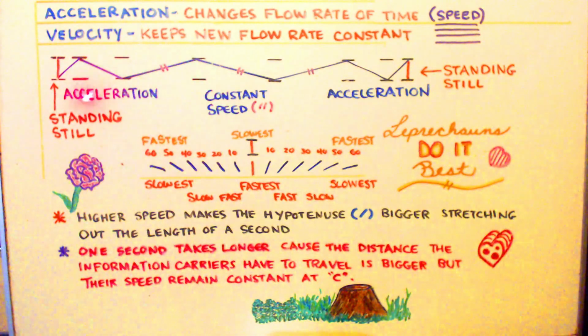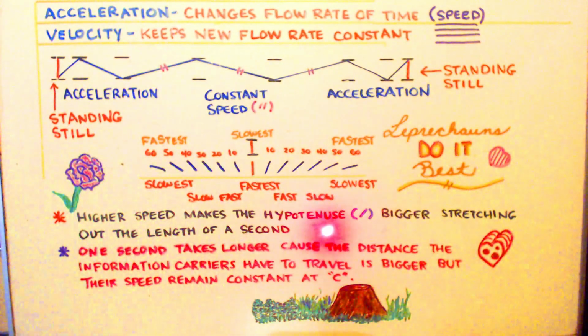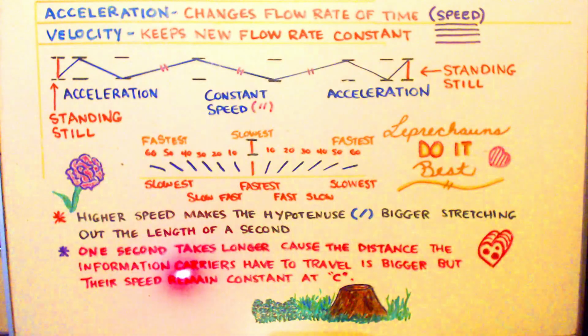And we're only talking about acceleration when you're talking about changing speed. We'll talk about changing direction when we get to the rotating thing, rotation and Earth. Here we're talking about a rocket. You can see plainly when you are accelerating, the line grows. The length of this line, 1 second takes longer because the distance the information carriers have to travel is bigger. But their speed remains constant at c. So you slow down physics. When you're accelerating, your second gets longer and longer and longer, more and more dilated.